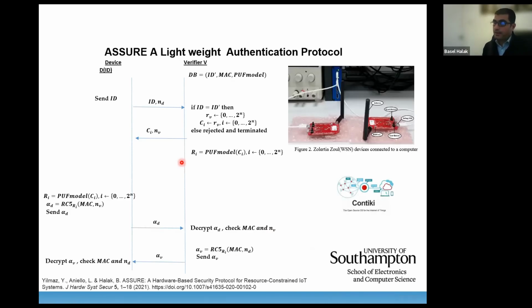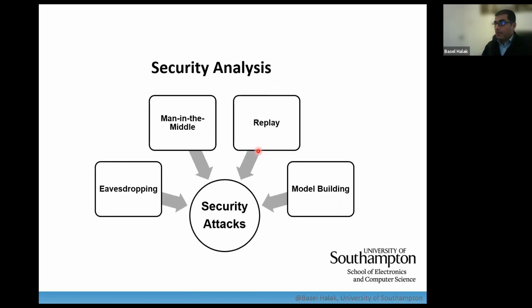We have developed some protocols here at the University of Southampton to explore this idea that a PUF can actually be used to reduce energy and computation resources. And this is one of them. It's called Ashura. It's based on combining PUF with a lightweight symmetric cipher, and it can perform mutual authentication. Now, we have done security analysis against a number of threats, which are typical for this type of application: eavesdropping, man in the middle, replay attack, model building. We talk about model building when we talk about security of PUF.